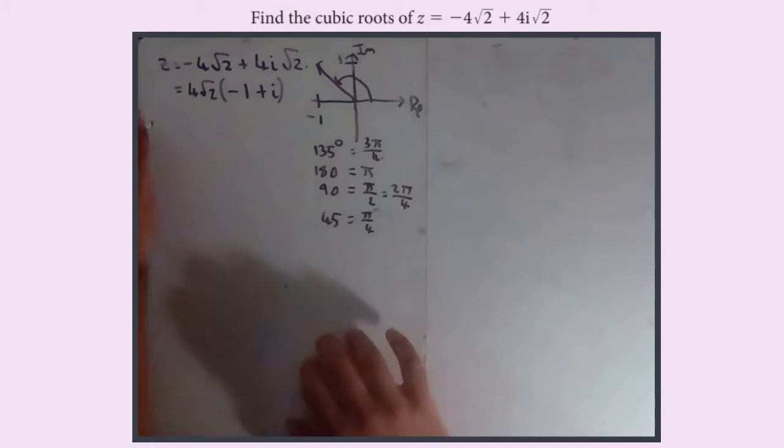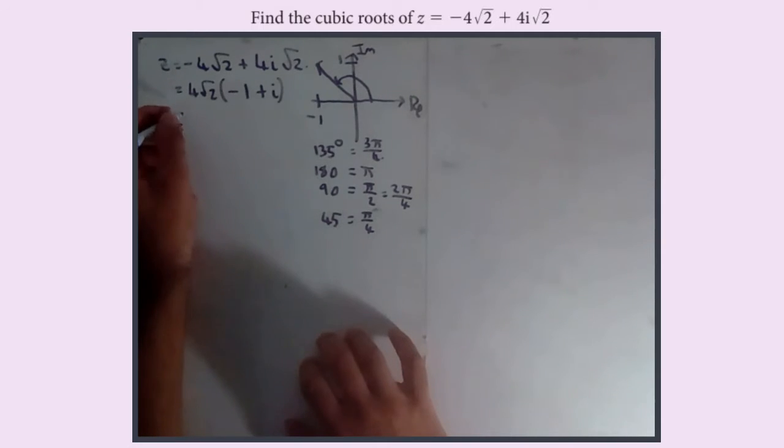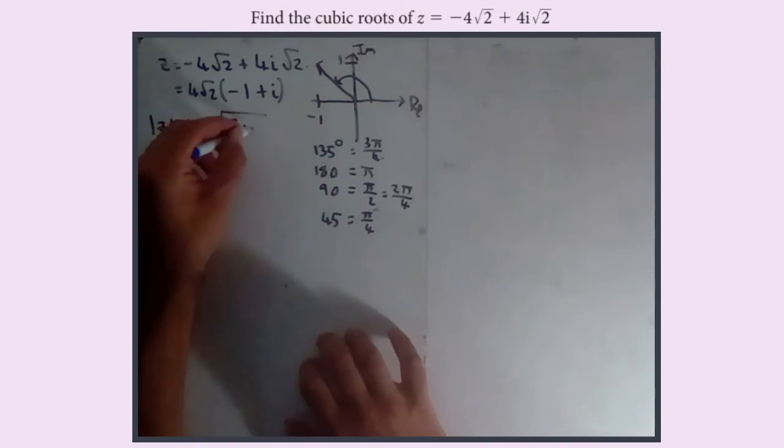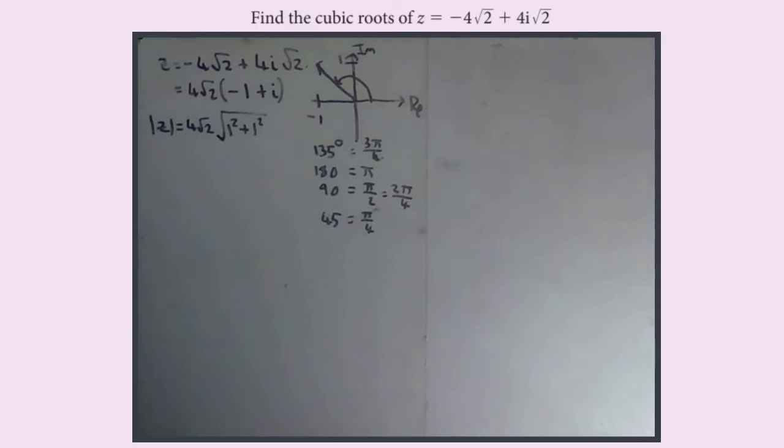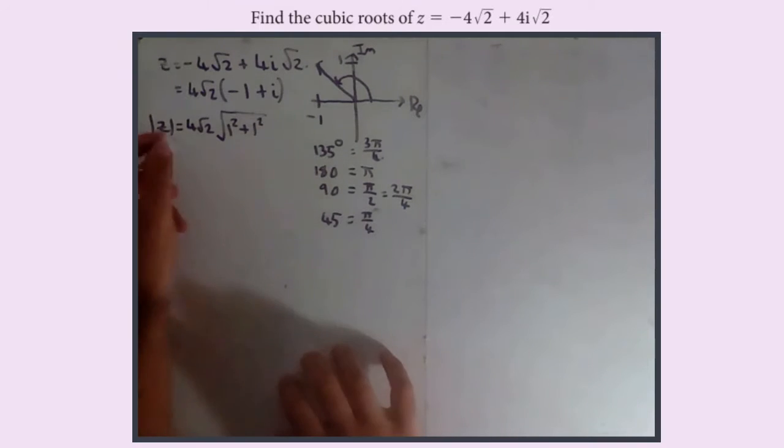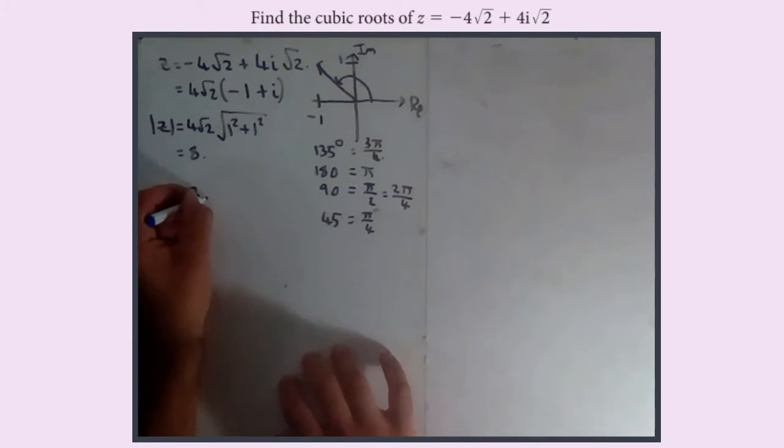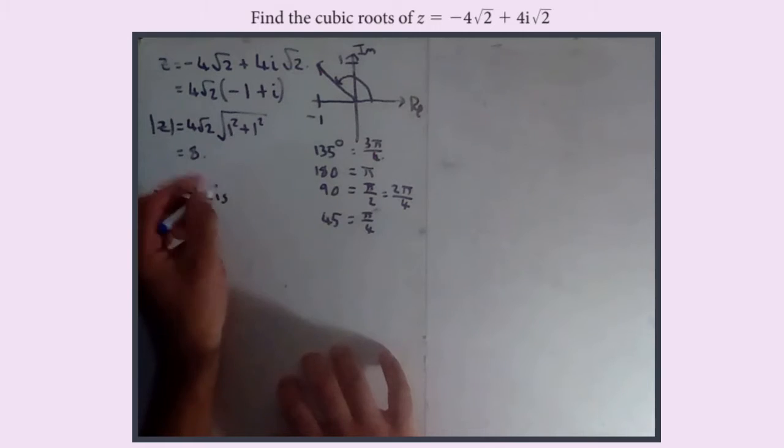For the modulus of z, it's the 4 root 2 that we pulled out, times the square root of 1 squared plus 1 squared. 1 squared is 1, the other 1 squared is still 1, 1 plus 1 is 2, so we've got the square root of 2 times 4 root 2, which is root 2 times root 2 is 2, times the 4 is 8. So the modulus of z is 8, which means that z equals 8 cis 3 pi by 4.